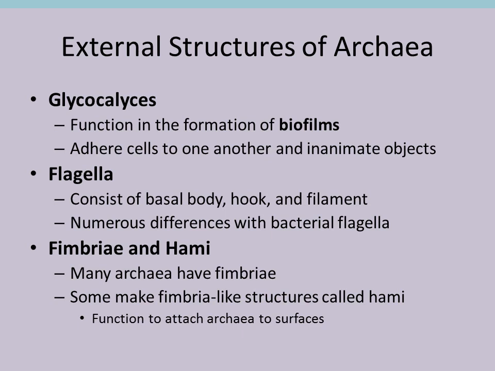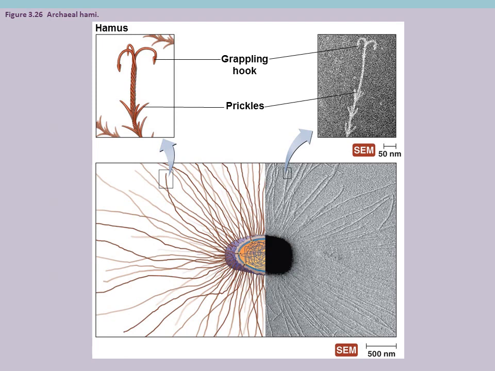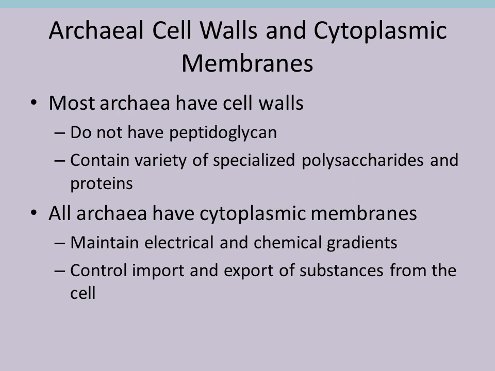They do have fimbriae, and some of them have another type of structure similar to the fimbriae that's called a hamus, which looks like a fishing hook, as you can see here. Most of the archaea do have a cell wall. However, they do not have peptidoglycan in the cell wall. So that's one way you can distinguish between the archaea and the bacteria.